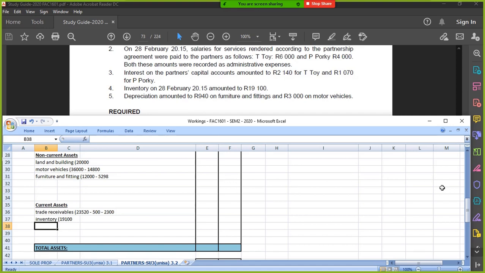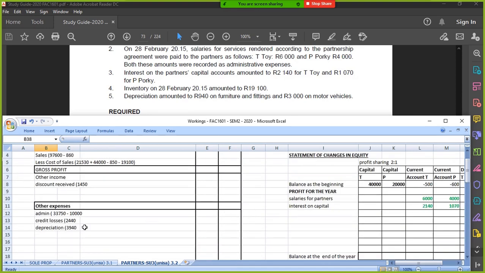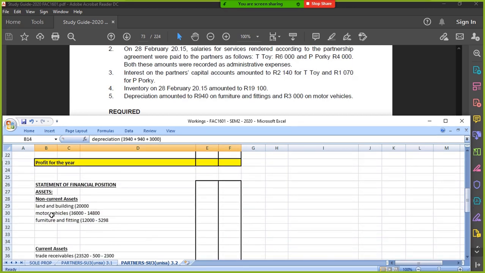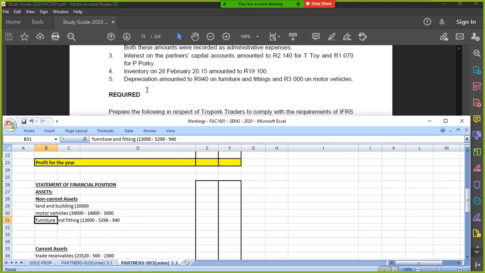Depreciation. What did you do with this? So I debited depreciation, your expenses, and then I credited accumulated depreciation. So there's the debits. Now we need to show those credits. Depreciation for furniture and fittings: furniture and fittings minus 940. Vehicles minus 3. Happy with that? Yes. Okay, and that's the end of the required.